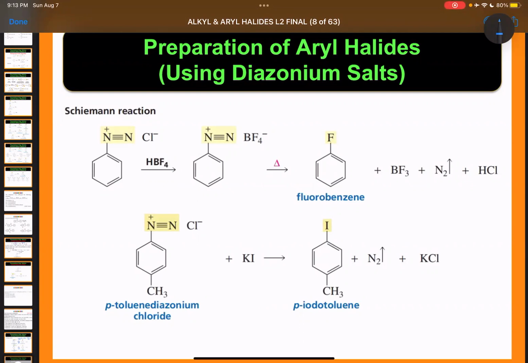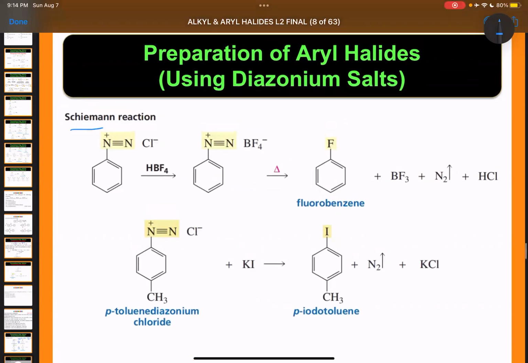Use Schiemann reaction. Okay, this you should remember. It is very, very important. So Schiemann reaction is a method which uses synthesis using diazonium. So what you do, you take benzene, you don't do fluorination directly, because fluorination is highly exothermic, uncontrollable, and once you attach fluorine, what will happen?